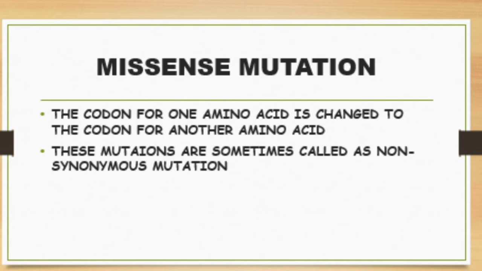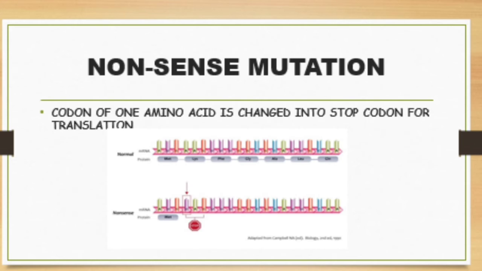So this type of mutation is called missense. The codon for one amino acid is changed into the codon for another amino acid. It's called missense mutation, and this missense mutation is sometimes called non-synonymous mutation.